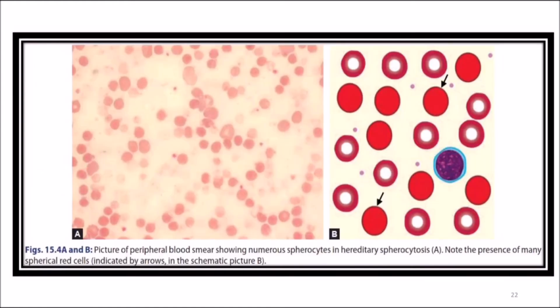This is the picture of a peripheral blood smear showing numerous spherocytes in hereditary spherocytosis. The first picture shows spherocytes in hereditary spherocytosis. In the second picture, you can see the arrows indicating spherical red cells, two arrows in this picture. There are several spherocytes here. So the presence of many spherical red cells is what you can see in hereditary spherocytosis when you take a smear and examine it under the microscope.